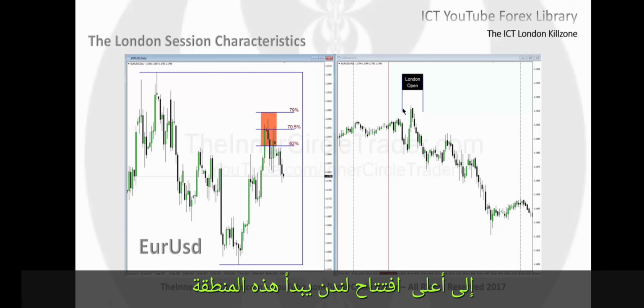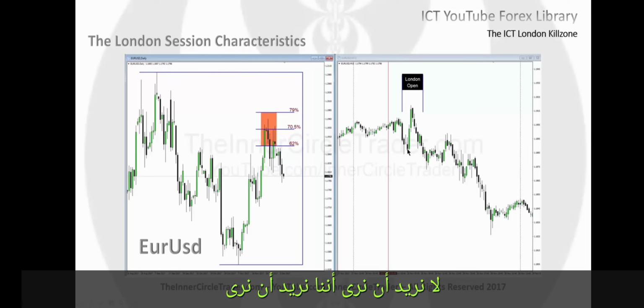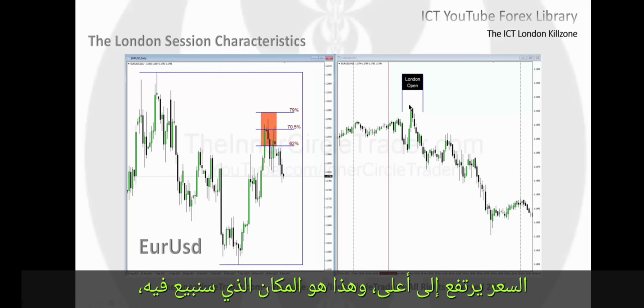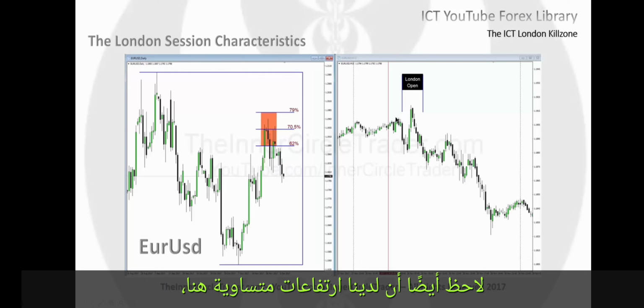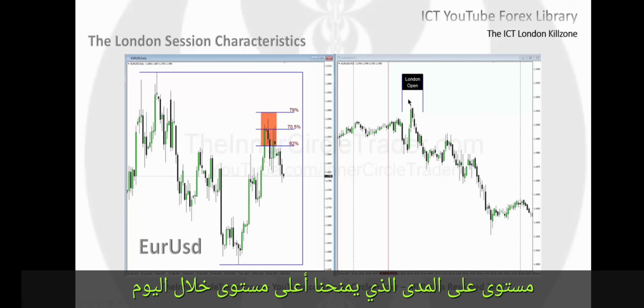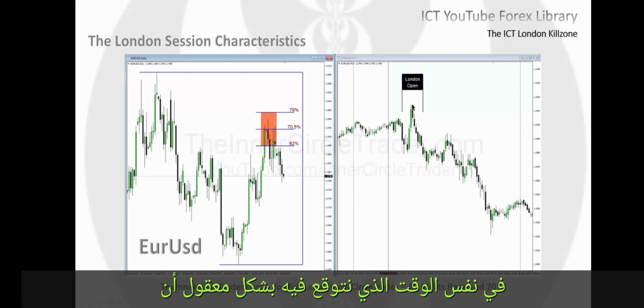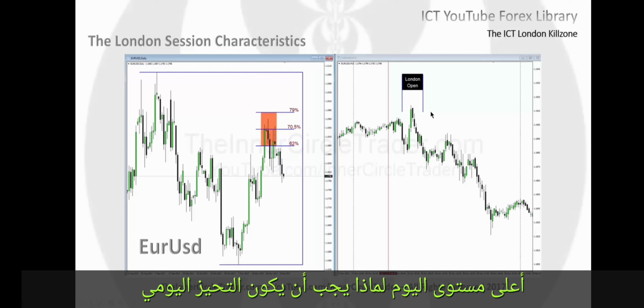It starts this area right here. It's dropping here. We don't want to see that. We want to see price rally up. That's where we'll sell. Notice also that we have equal highs in here, about 10 pips above this short-term high. That gives us the high of the day. At the same time, we would reasonably expect to see London Open create the high of the day.